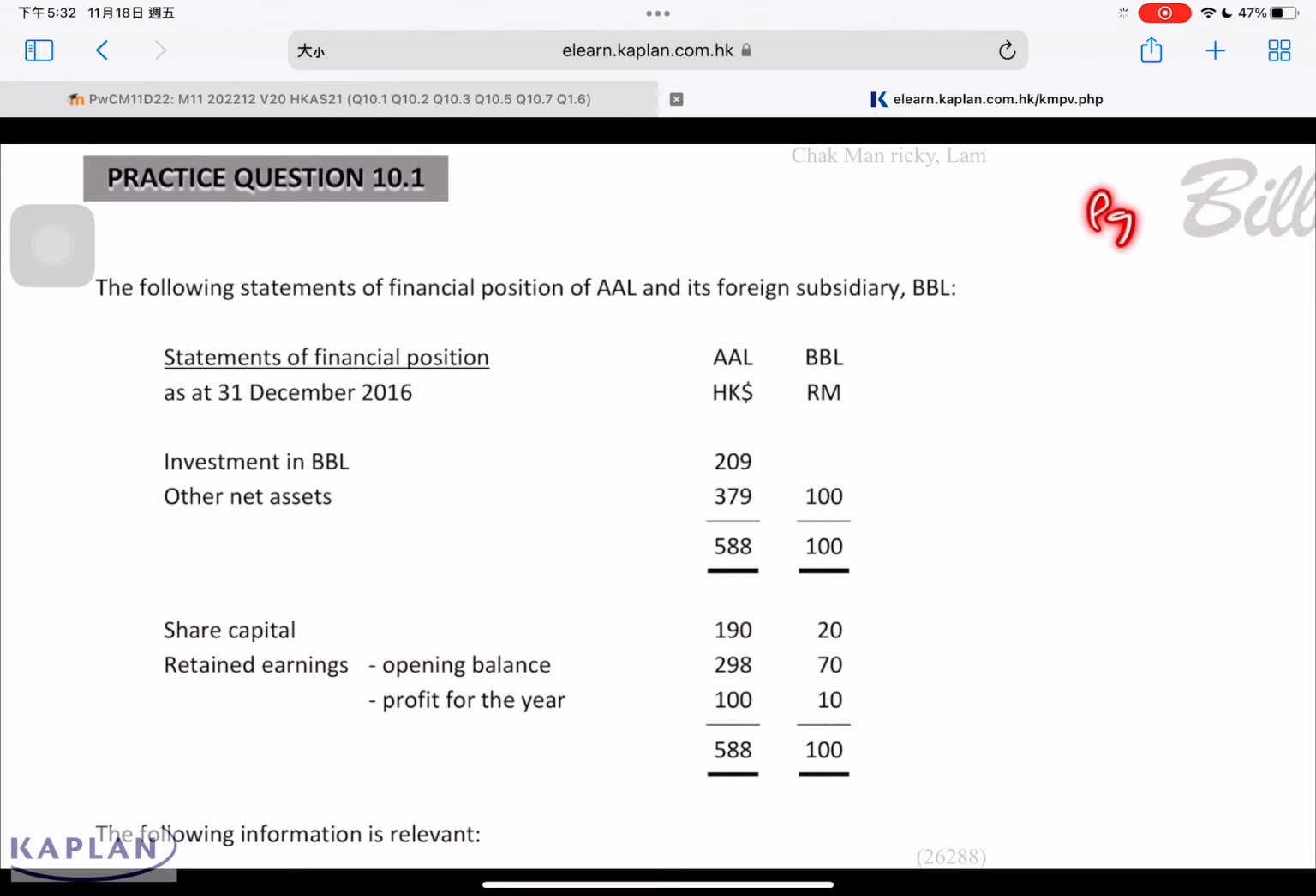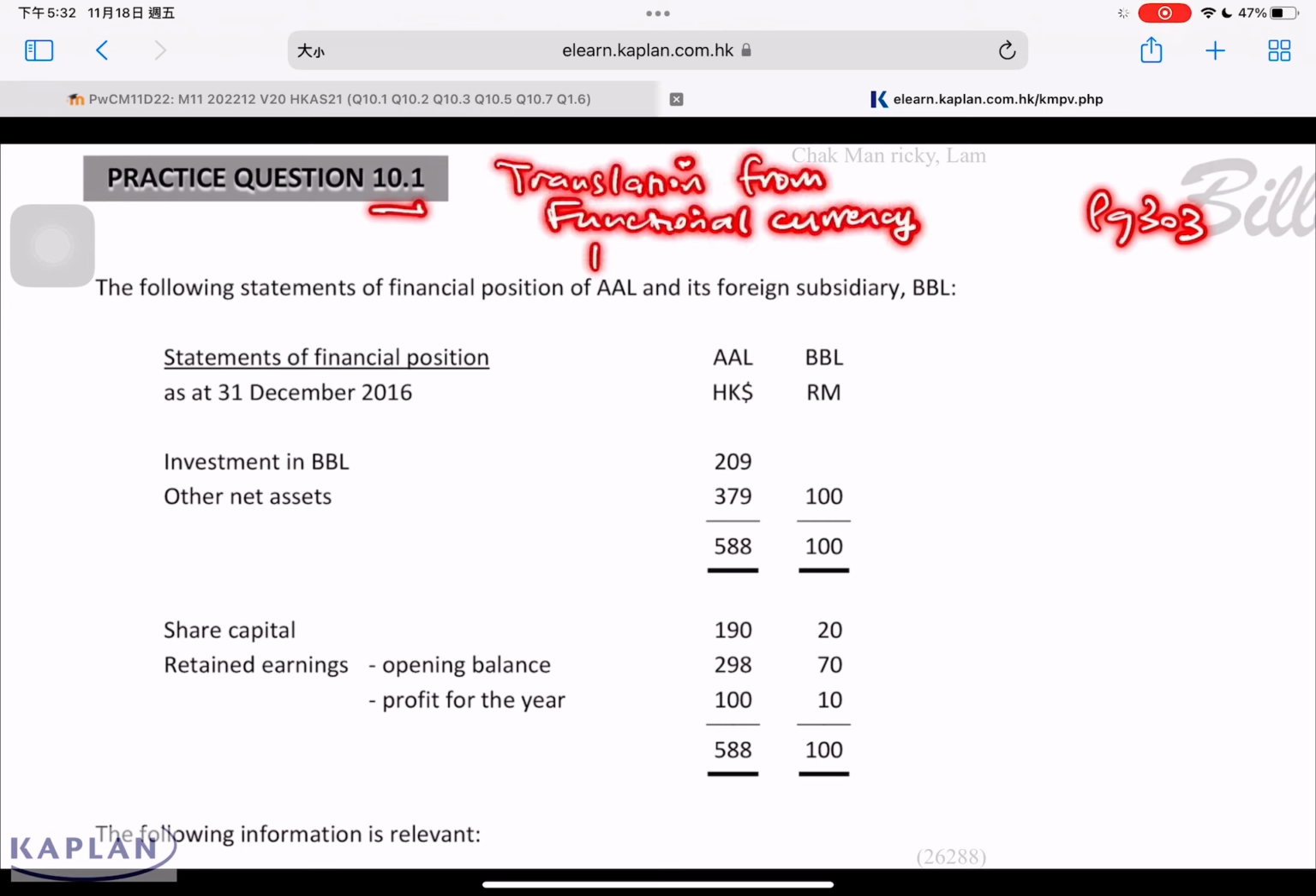Please refer to page 303, question 10.1. We look at how to do the translation of a foreign subsidiary from functional currency to presentation currency, using the translated financial statements to prepare the consolidated financial statements. Study the question, understand the issue. We're going to discuss this question shortly.